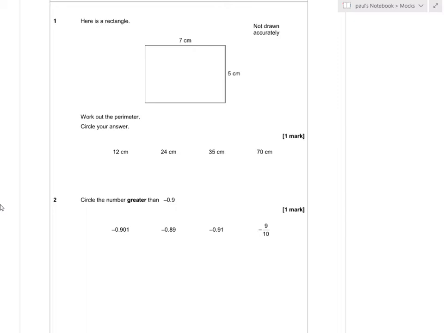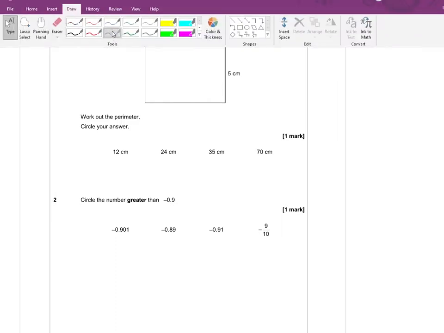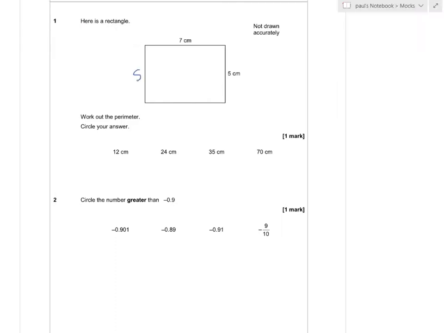What are we doing? Working out the perimeter of this. So, let's have a look. Let's do this one in blue, shall we? So that's 5 and that's 7. So 14 and 10 is 24.